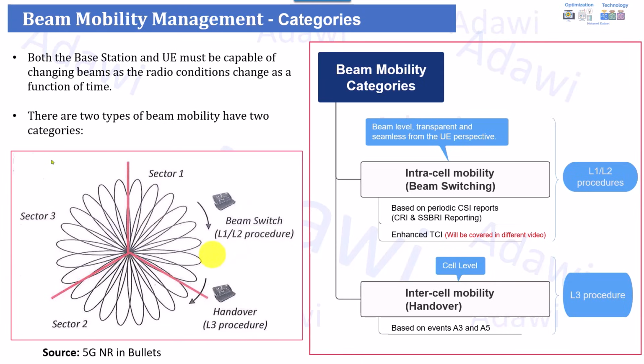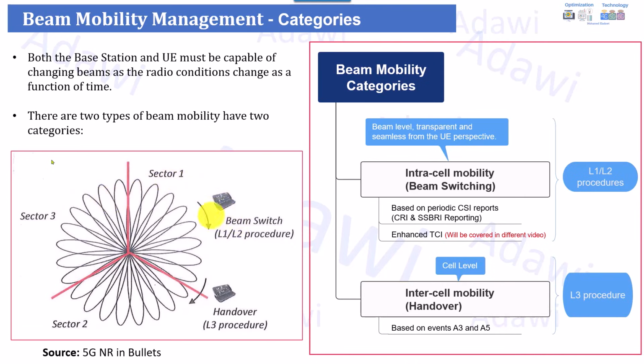The first one is called intracell handover, which is beam switching, like whenever you change from one beam to another, but within the same sector. For example, here you're assuming you have three sectors. Sector number 1, and this sector number 1 is served by a number of beams, for example, 8 SSB beams as an example, and you have sector number 2 with the same, then sector number 3.